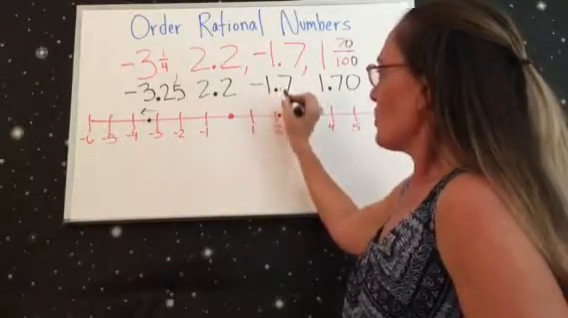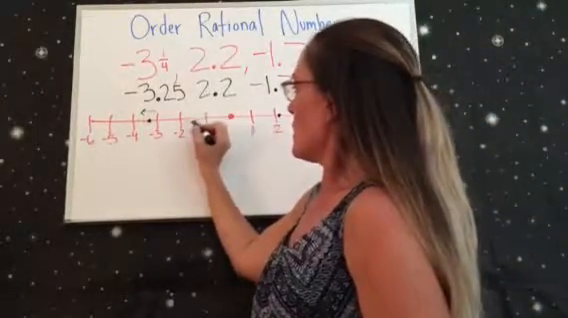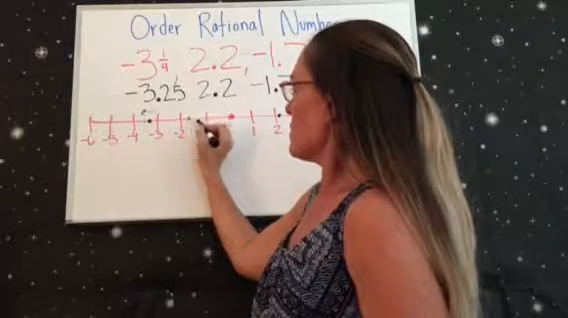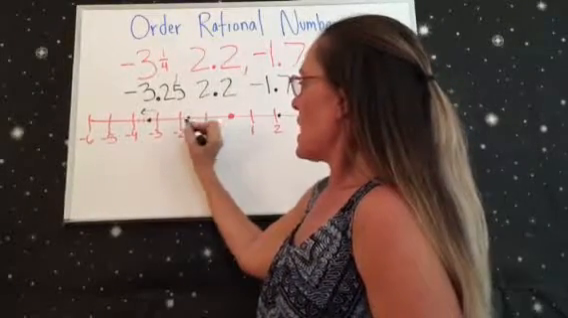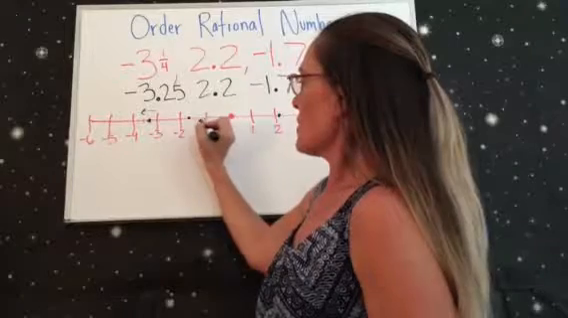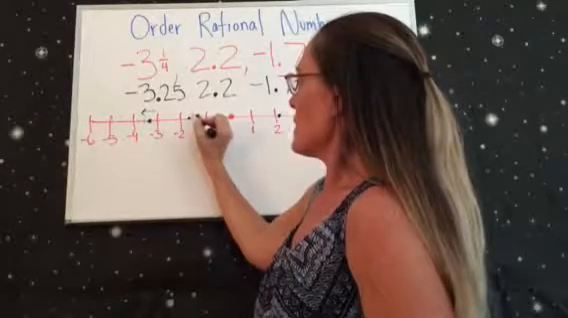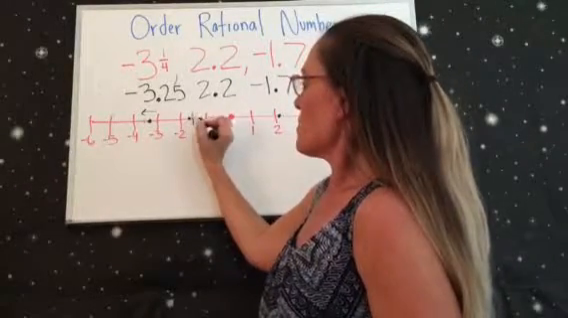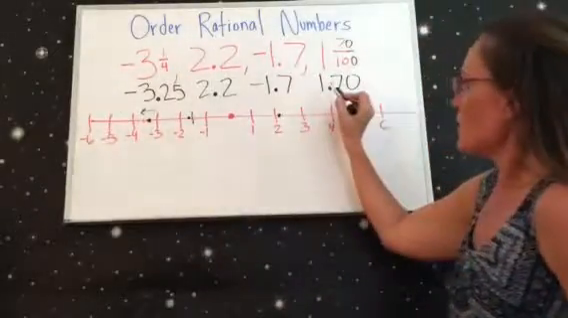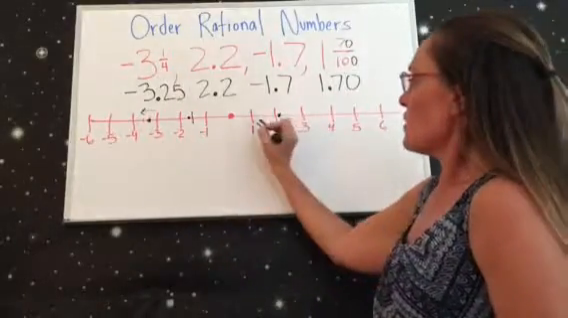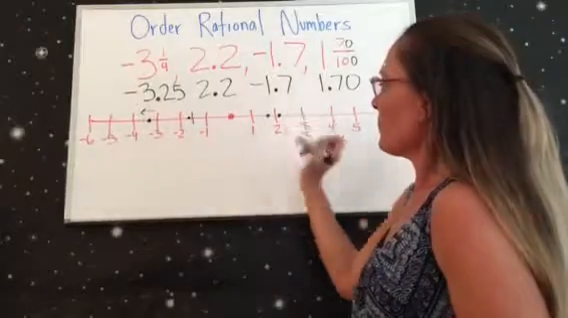Then we have a negative 1.7, so negative 1 and maybe 7. Think of this out of 10, and if you divided it into little small sections, if that's half right here, then it would be a little more than that. And then we have a regular 1.70, so 1, and then we'll do the 70 there.